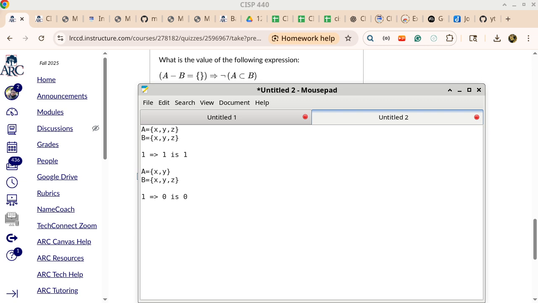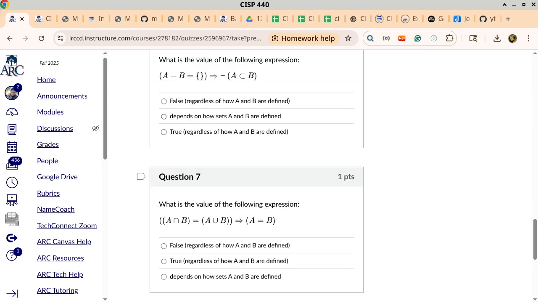So that means, depending on what you put in set A and what you put in set B, the answer can be true or false. There's no easy way to say this is always going to be true, or this is always going to be false. So the answer to this question is, it depends. Are we good so far? All right.